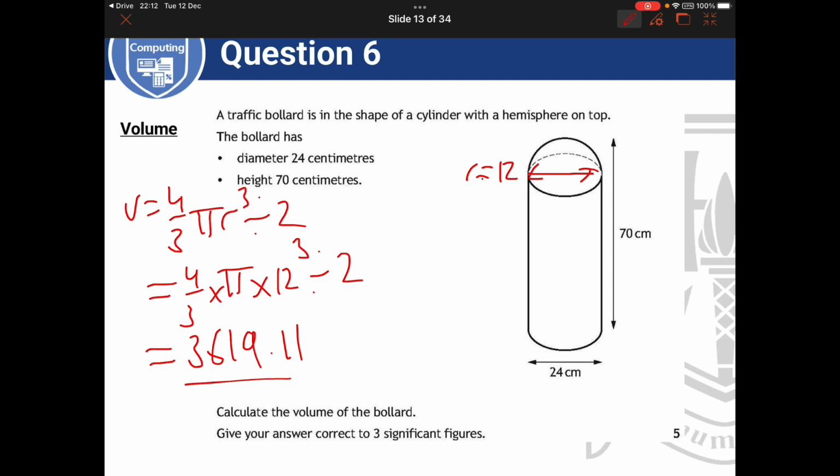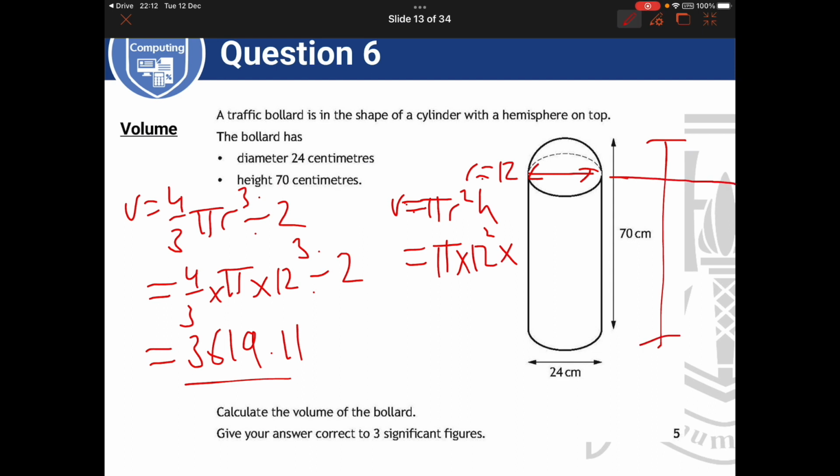Now let's move on to the cylinder. The volume of a cylinder is pi r squared h. So let's sub in our values here. Pi times the radius squared. Well, the radius is the same as last time, because they're the same radius. So it's 12 squared, times the height. Now be careful with the height of the cylinder. They're giving us 70 as the height of the total shape. But I don't want the height of the total shape, I just want the height of the cylinder, so that only goes to about here.